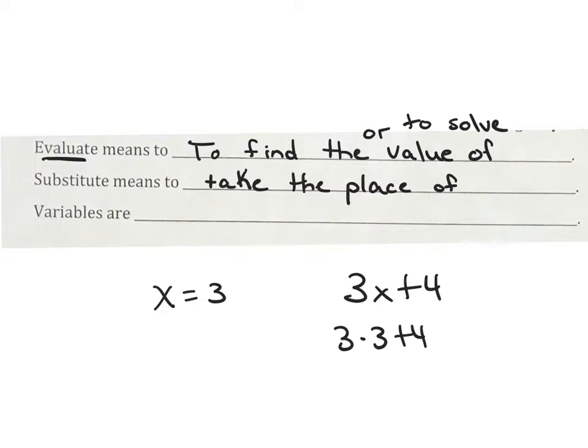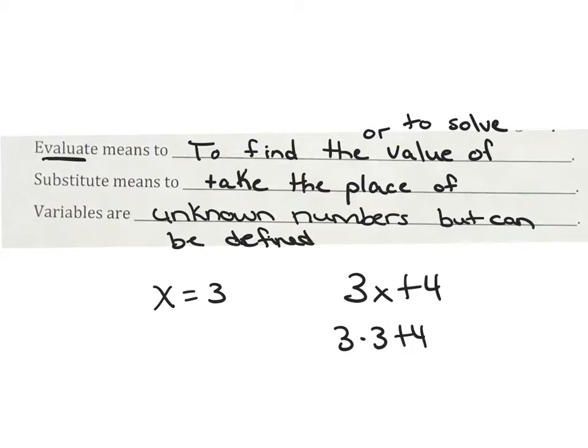Okay, and variables are unknown numbers, but can be defined. So when you're looking at variables, you're thinking, okay, this variable could be any number, but sometimes, for example, when evaluating expressions, they define the variable for you, as you see, for example, in x equals 3. They defined that variable for you.